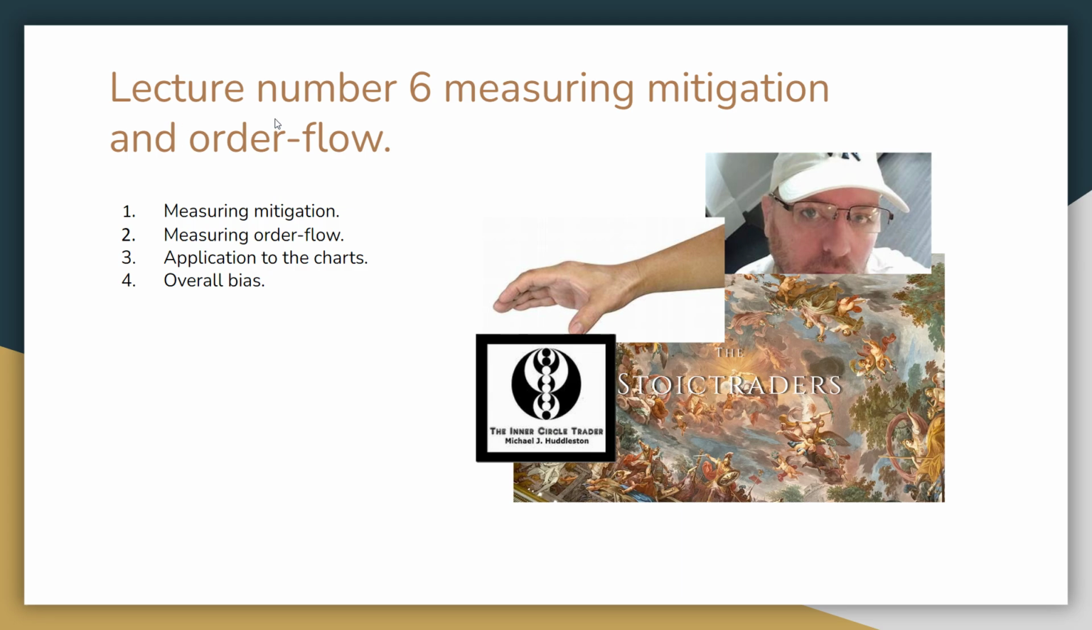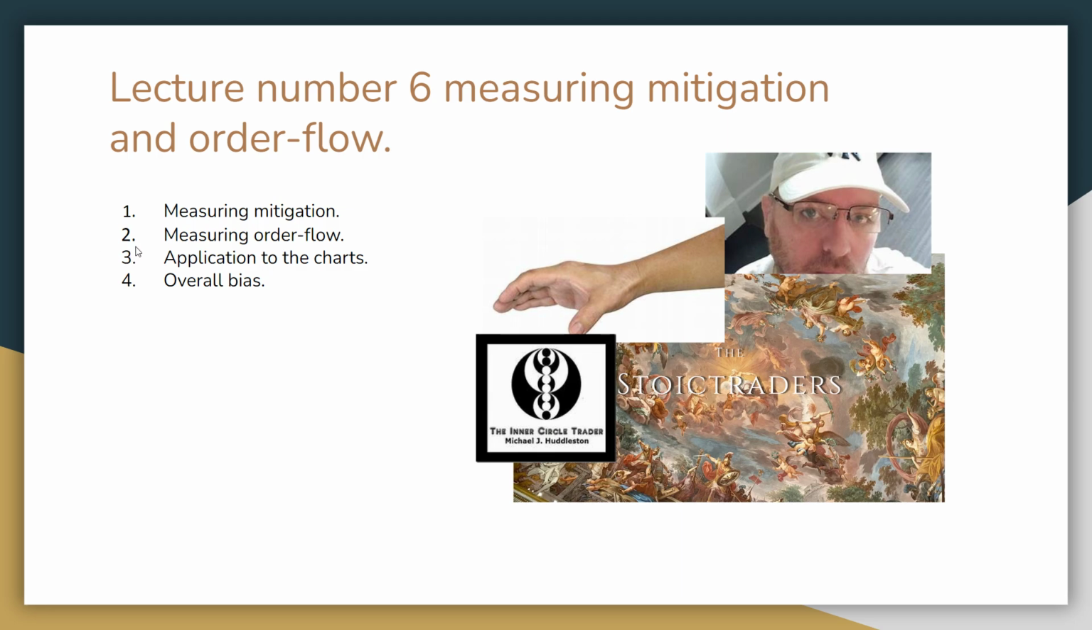So this lecture will cover primarily measuring mitigation, but also measuring order flow. As you can see, we'll start with talking about measuring mitigation, what it really is, how you use it, why it's useful, and why it works. Then measuring order flow is going to be the second thing we talk about, just because it's much faster than over-explaining and trying to tell you how it works.